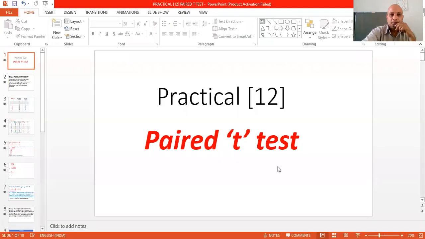Now let's start today's practical 12: the paired t test. Example first.